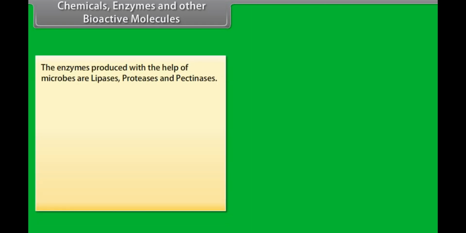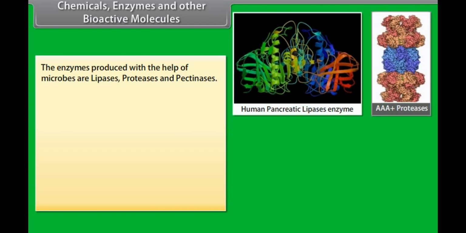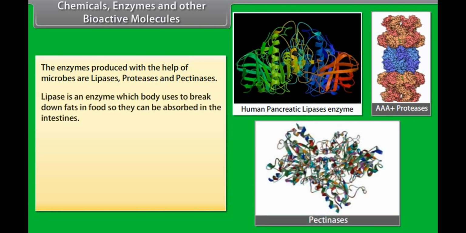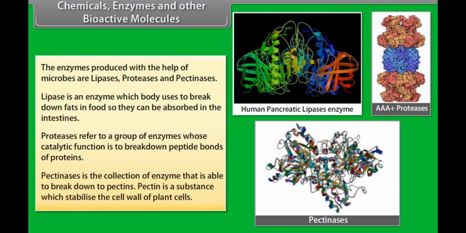The enzymes produced with the help of microbes are lipases, proteases, and pectinases. Lipase is an enzyme which the body uses to break down fats in food so they can be absorbed in the intestines. Proteases refer to a group of enzymes whose catalytic function is to break down peptide bonds of proteins. Pectinases is a collection of enzymes that are able to break down pectins. Pectin is a substance which stabilizes the cell wall of plant cells.